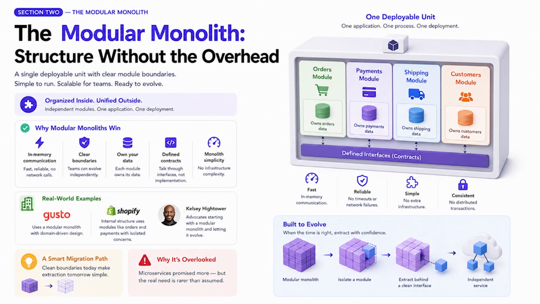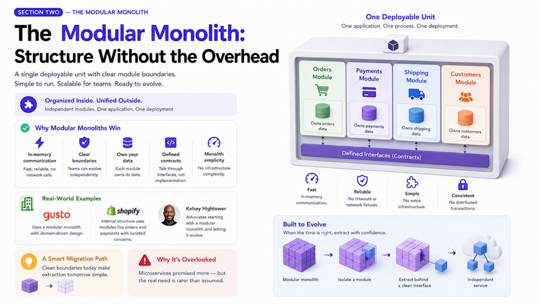The most underused and underappreciated architecture in software development is the modular monolith. And in 2026, it is finally getting the respect it deserves. A modular monolith is still a single deployable unit. You still ship one application. But inside that application, the code is organized into clearly defined, independently evolving modules with strict boundaries. An orders module, a payments module, a shipping module. Each one owns its own data, exposes a clean interface, and communicates with other modules through defined contracts, not by reaching directly into each other's code.